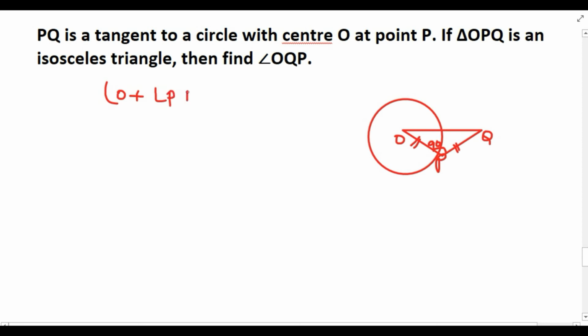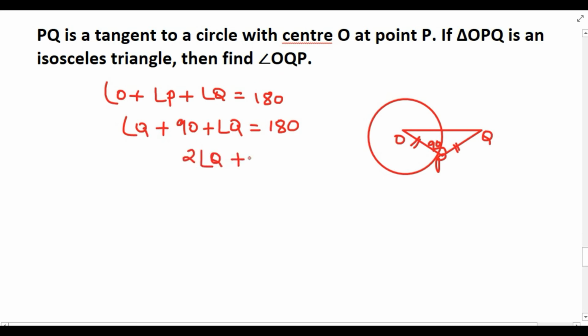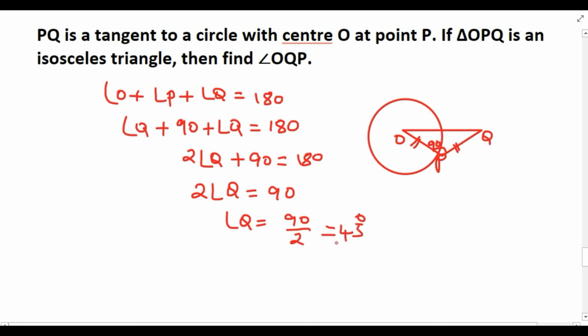Angle O plus angle P plus angle Q will be 180 degree, and angle P is 90 degree. So O plus 90 plus, I can write O only because both the angles are equal, or I can write Q because they have asked OQP. So 2 angle Q plus 90 equal to 180, or 2 angle Q equal to 90, angle Q will be 90 divided by 2 equal to 45 degree. So the value of OQP is 45 degree.